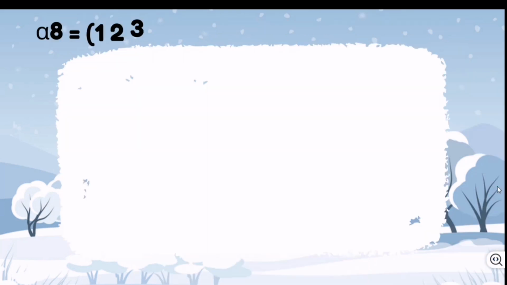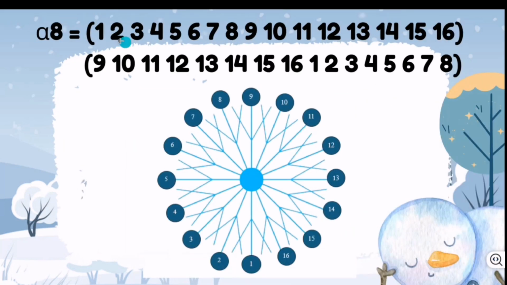And we have alpha sub 8 is equal to 1 to 9, 2 to 10, 3 to 11, 4 to 12, 5 to 13, 6 to 14, 7 to 15, 8 to 16, 9 to 1, 10 to 2, 11 to 3, 12 to 4, 13 to 5, 14 to 6, 15 to 7, and 16 to 8.